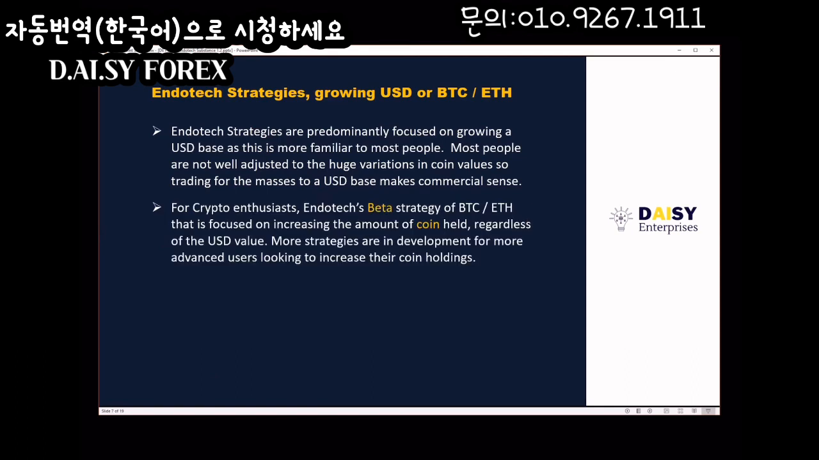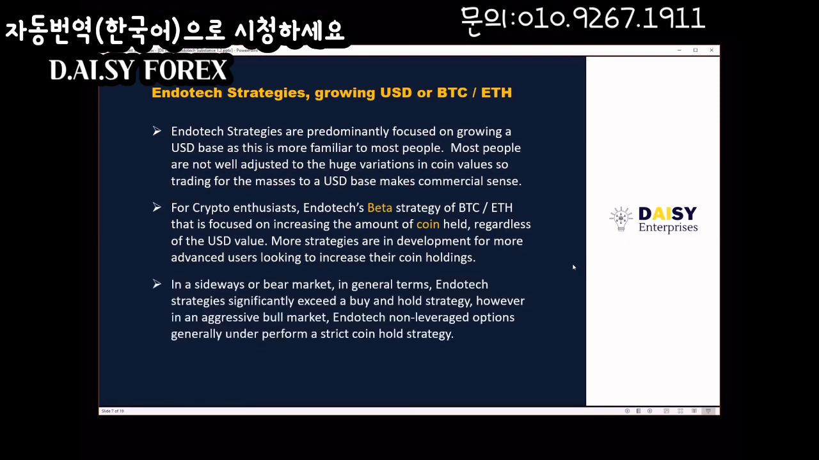For crypto enthusiasts, ENDOTECH's Better strategy of BTC Ether is focused on increasing the amount of coin held, regardless of that coin's USD value. The exciting thing for crypto nuts is that more strategies are in development and testing with regards to increasing coin holdings. I do need to say, in my data analysis of each of the different strategies, where I pulled them out month by month on their performance, my observation is that in a sideways or a bear market, in general terms, ENDOTECH strategies significantly exceed, percentage-wise, a buy and hold strategy. However, in an aggressive bull market, like we've had in the last 2.5 to 3 months, ENDOTECH's non-leveraged options generally underperform a strict coin hold strategy.